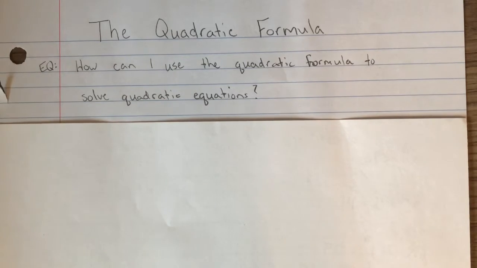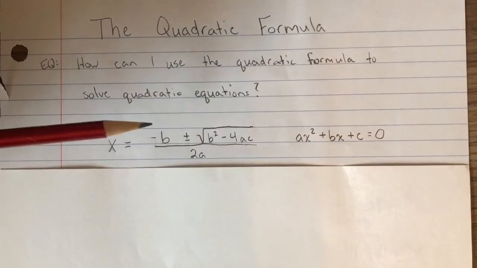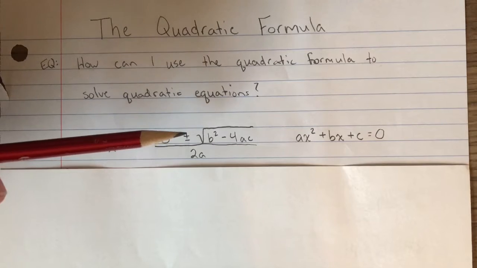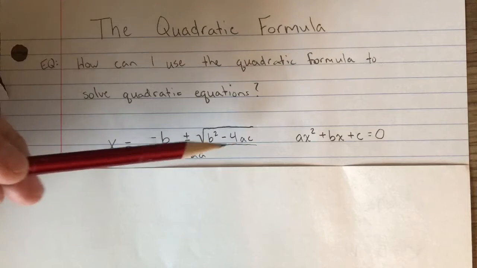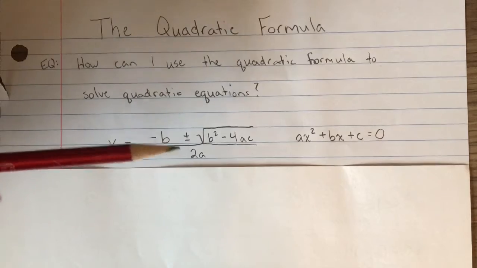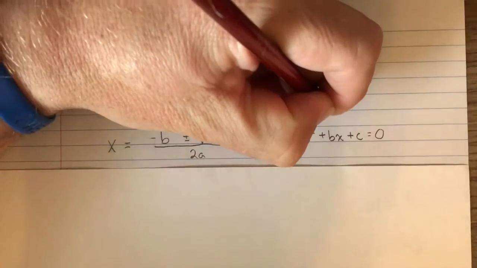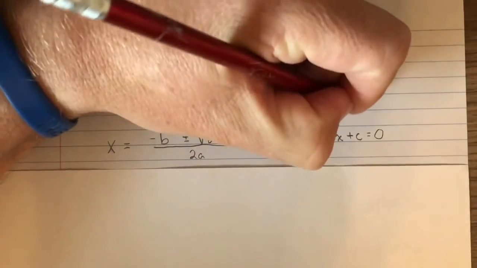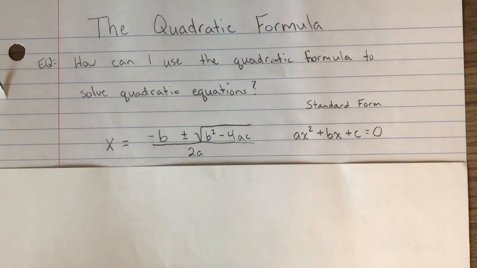So I want you to first take a look here at the quadratic formula, and then right next to it we'll also have the standard form. So the quadratic formula reads like this: x equals the opposite of b plus or minus the square root of b squared minus 4 times a times c, and all of that is divided by 2 times a. All right, our a, our b, and our c come from the standard form of a quadratic equation. Again, standard form is ax squared plus bx plus c.